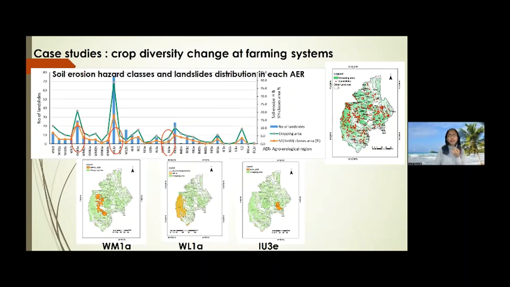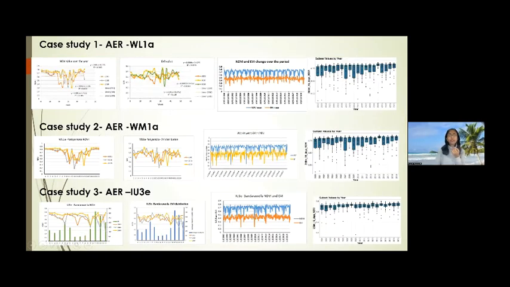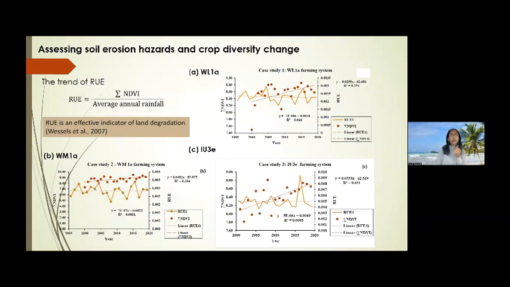For further assessment, we used landslides to identify three farming systems. Two are highly vulnerable to landslide incidents, one is moderately vulnerable. All these farming systems indicate an increasing trend of NDVI and SAVI indexes. So we further analyzed using the rain use efficiency index, which is an indicator for land degradation. We observed that the two highly vulnerable farming systems show a negative trend that indicates land degradation, while the other has a slightly positive trend.